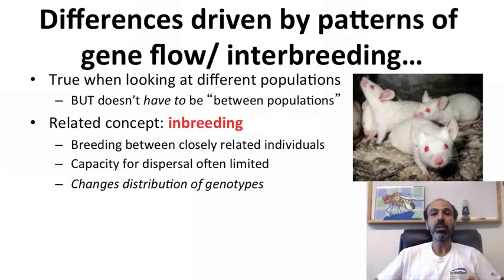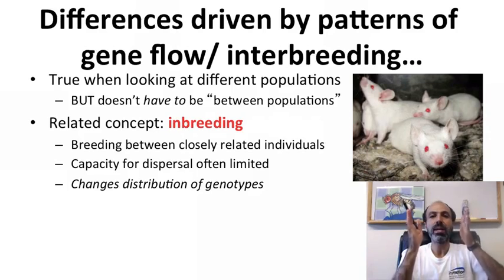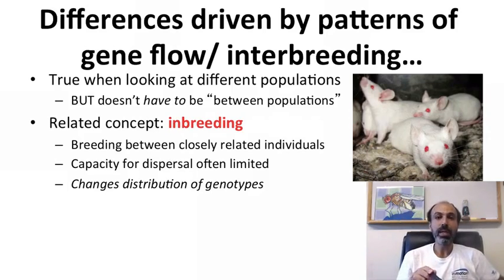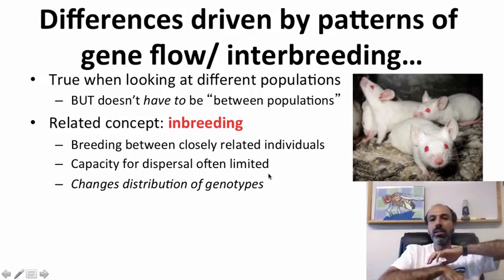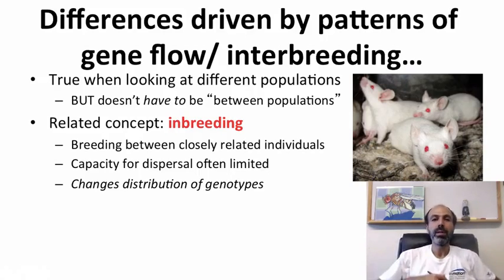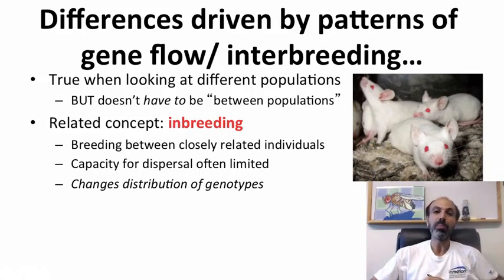Now, differences in allele frequencies among populations are often driven by patterns of gene flow or interbreeding. But it doesn't have to be true just between populations. You can see something similar with patterns of non-random mating within populations as well. So the related concept is inbreeding. Again, this is breeding between closely related individuals, such as siblings, cousins, things like that. This often happens because the capacity for dispersal is limited. Individuals can't just jump to someplace on the other side of the population, but they breed with individuals that happen to be physically proximate to them. Or to quote a famous song, they love the one they're with.